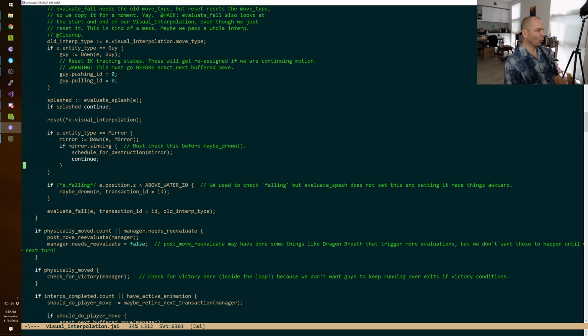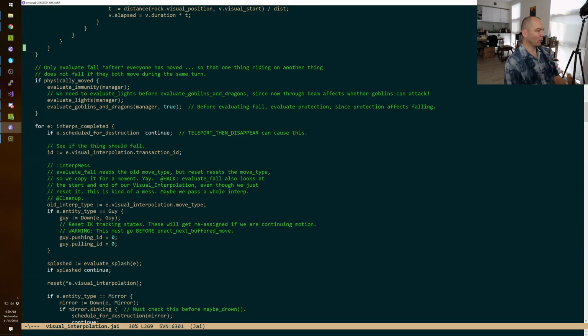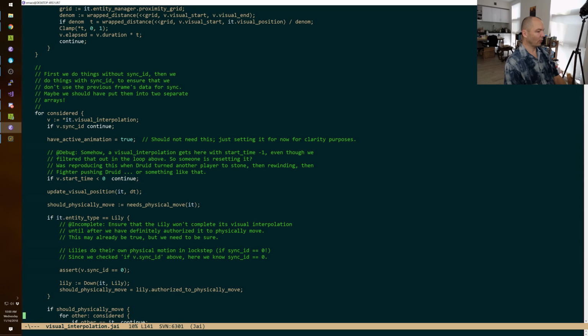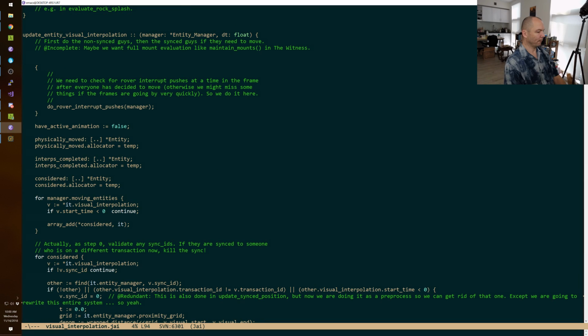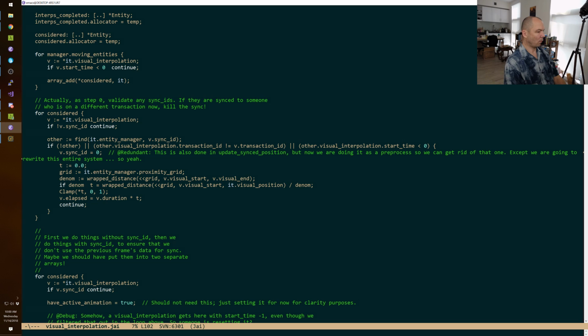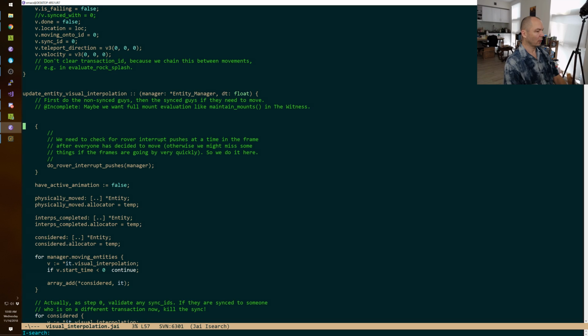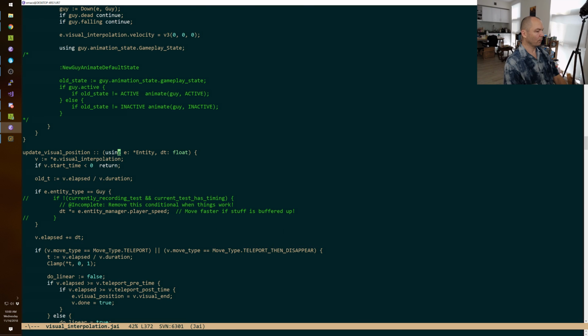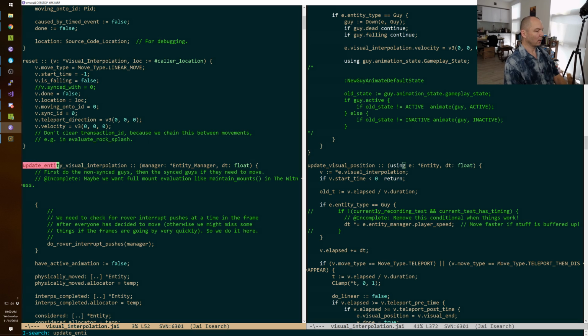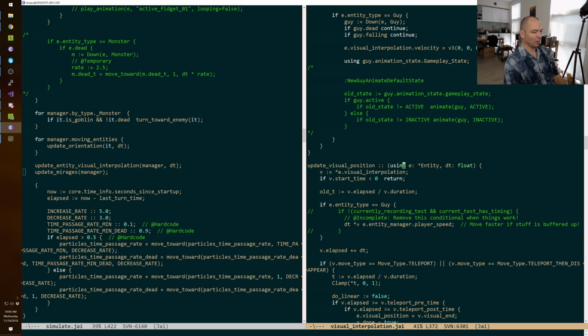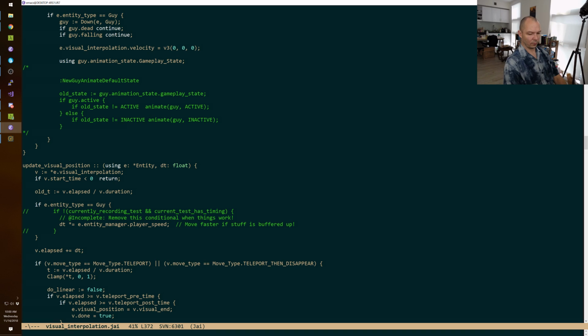So maybe we're somehow returning from here, like I added a way to return. I don't remember exactly what I did last time, which makes this a little harder. I don't see any return. Let's just search for a return. Nope, none in that whole thing. Update. Yeah. So this gets called from simulate.